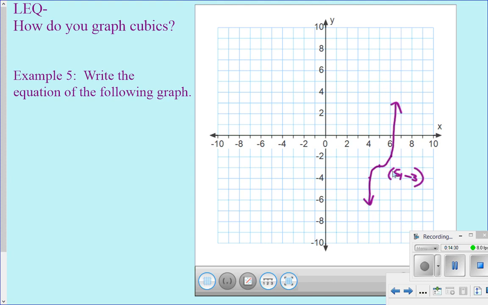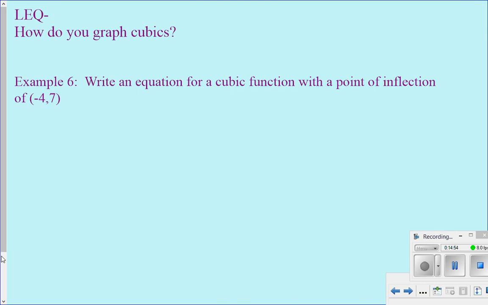So I see over 1 to the right and up, left 1 and down, which tells me that there is no stretch or compression factor. So I can just write the equation with an a value of just 1. So to the right means x minus 5, and that's cubed, of course, and then down means minus 3. That is my equation.